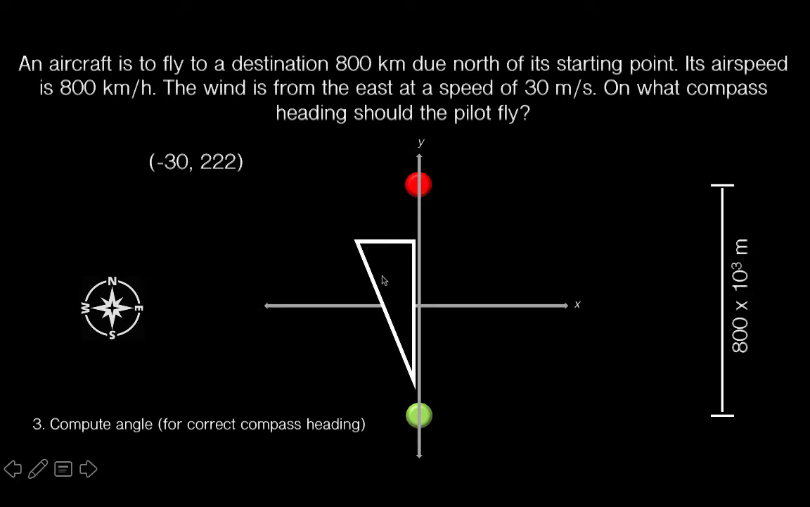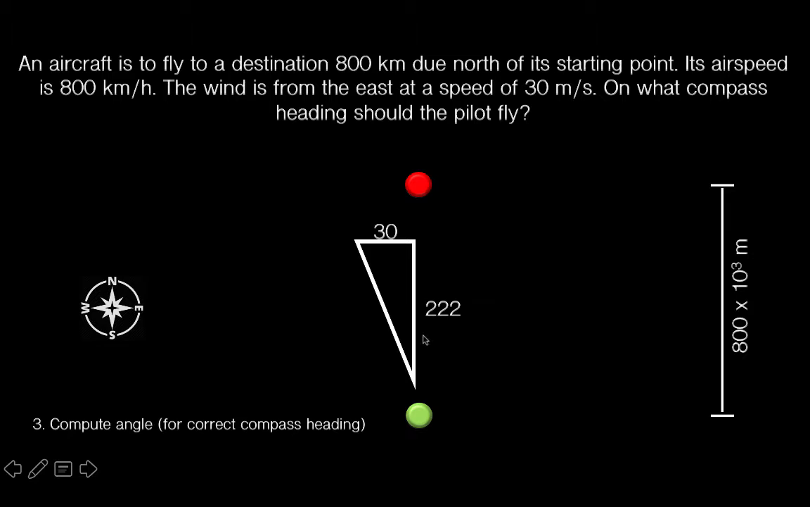Now, this right triangle shown here has 30 on this side and then 222 on this side. Again, this triangle represents the vectors. So the 30 is the wind vector, the 222 is the aircraft vector, and we're trying to figure out this angle we'll call theta.